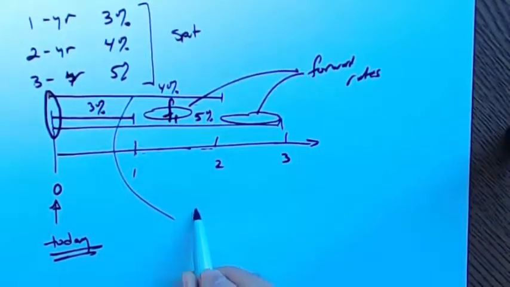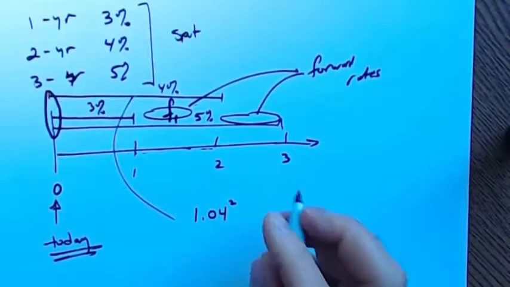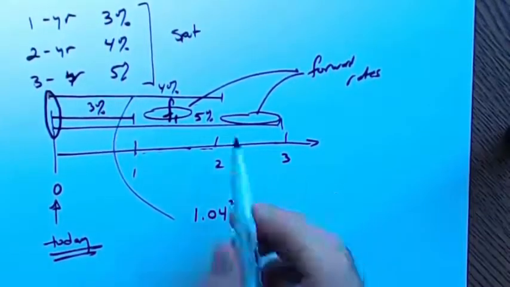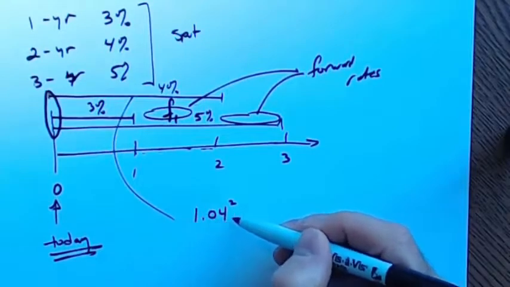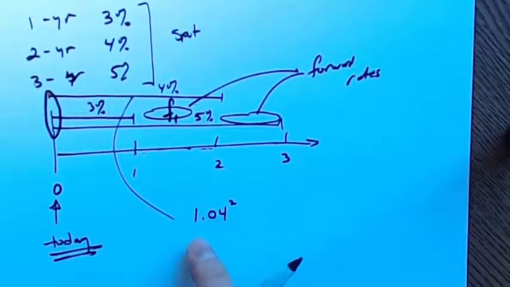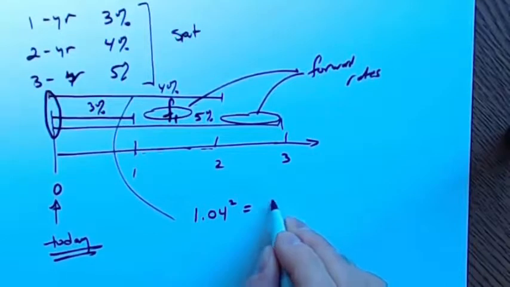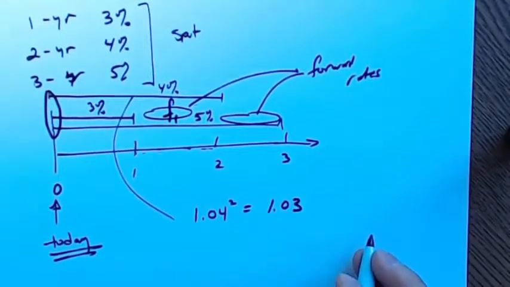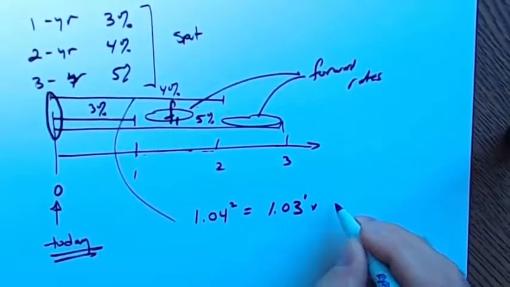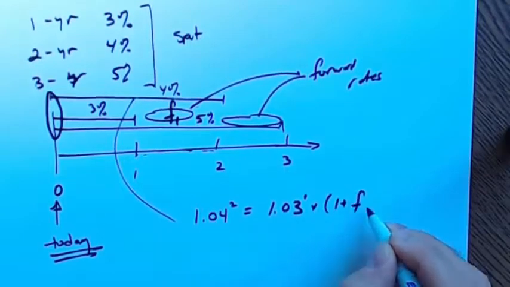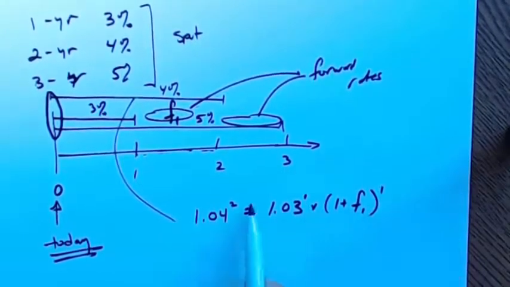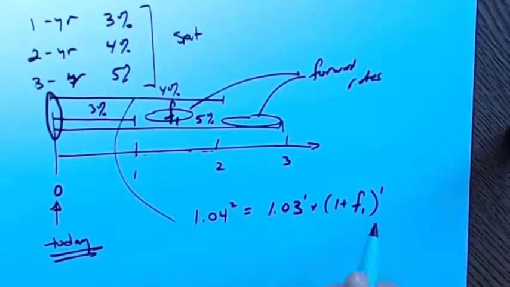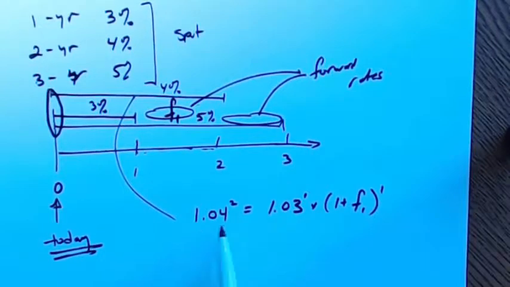So we're indifferent between investing at 4% compounded twice. So take 1.04, or 1 plus the interest rate, and square it, because we're investing our money twice, versus investing it for 1 year at 3% times 1 plus that forward rate for 1 year. Now notice my superscripts add up on the right, they add up to the left. So some people get uncomfortable with just looking at this.